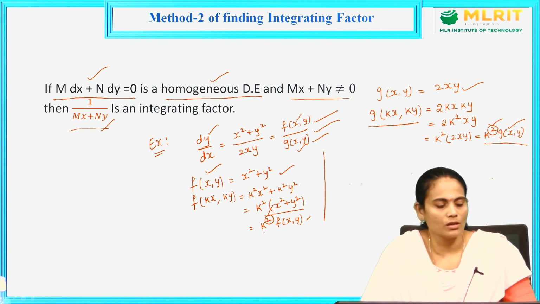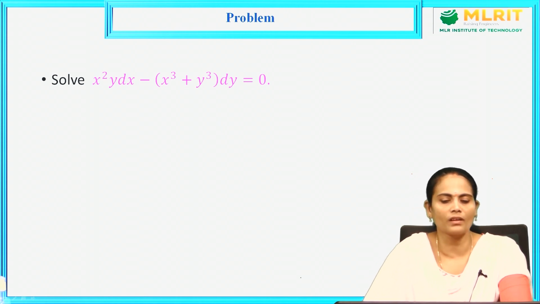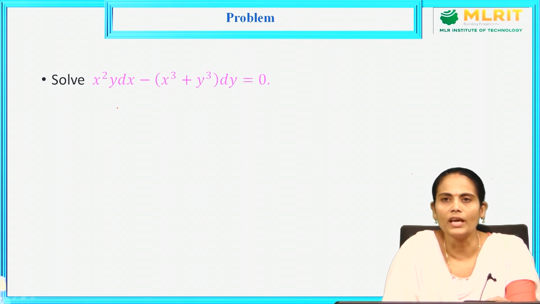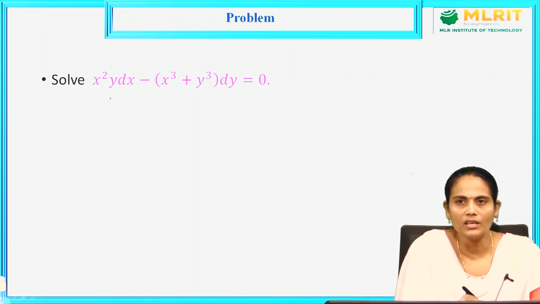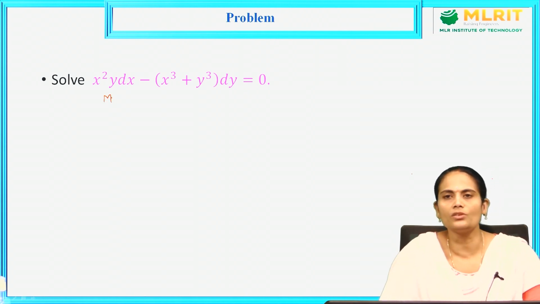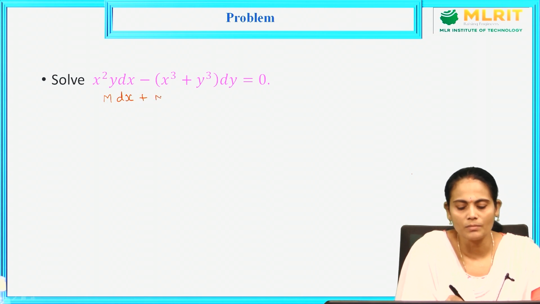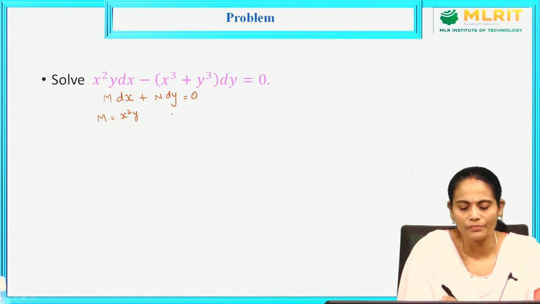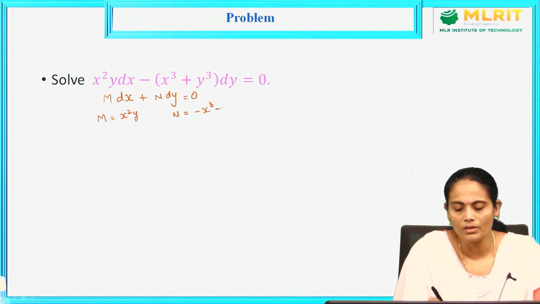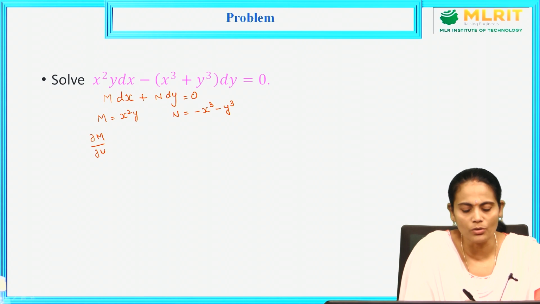Right. Now, let me see one problem on a non-exact differential equation by using method 1 of finding an integrating factor. So, solve x square y dx minus of x cube plus y cube dy is equal to 0. Observe the given differential equation first, whether it is of the form M dx plus N dy or not. Clearly, the given differential equation is of the form M dx plus N dy is equal to 0. So, what is M here? M is equal to x square y and N is equal to minus x cube minus y cube, which is a function of N. Now, we have to verify the non-exact condition. So, what is the non-exact condition? Dou M by dou y you have to find out first.